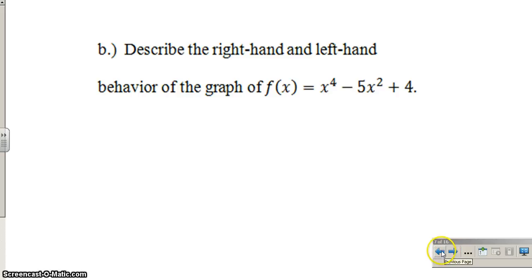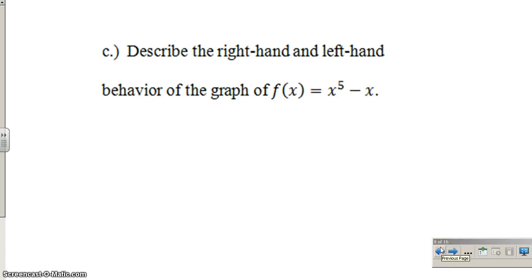Next, we have a positive leading coefficient and an even degree. So positive says it's going to rise to the right and the left. For C here, we have a positive and an odd. So therefore, it's falling to the left, rising to the right. It's increasing as we move across our x.